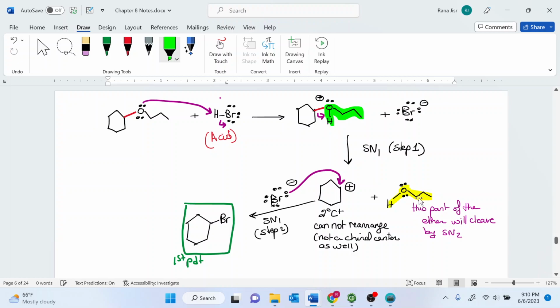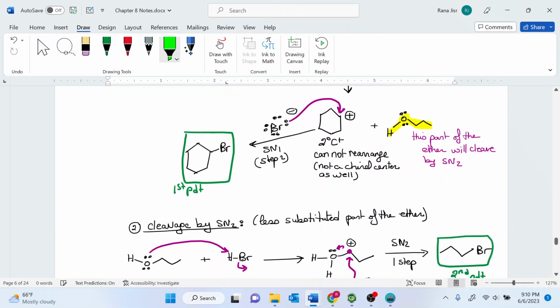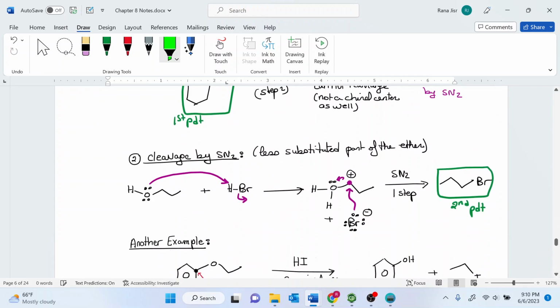And the next step in the reaction is simply reacting this with another mole of HBr. So this is going to be now the cleavage. This part is going to be the cleavage by SN2 reaction. So we're going to take this and protonate it, because every time we have an oxygen, this is a bad leaving group. So we have to protonate, make it a good leaving group so that SN2 can happen. And the bromine is going to leave.